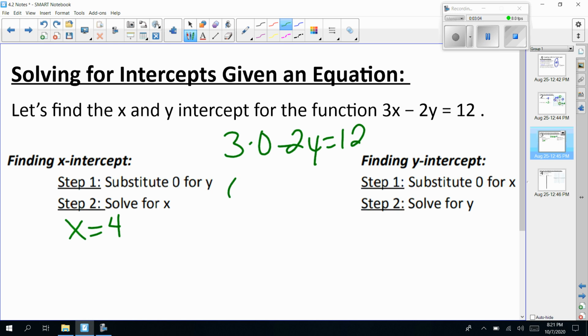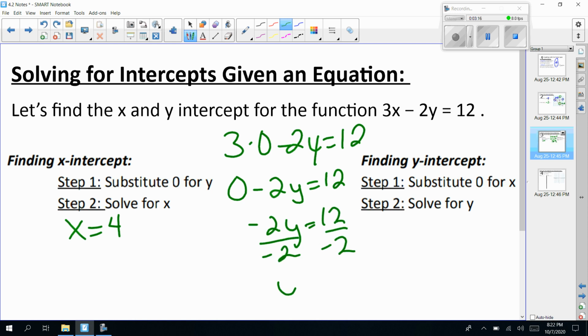3 times 0 is 0 minus 2y equals 12. -2y equals 12, so we divide both sides by -2, and we have that y equals -6. Our y-intercept is -6.